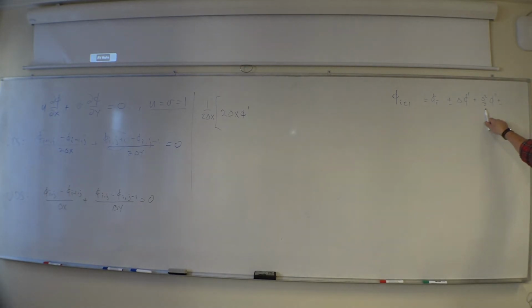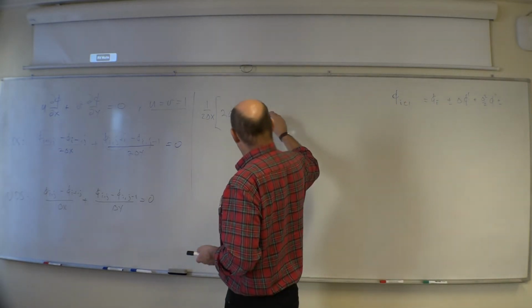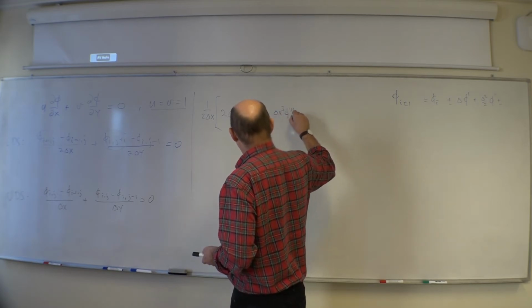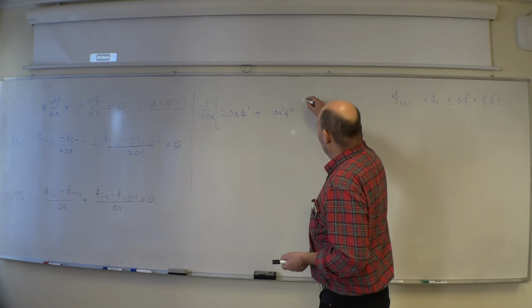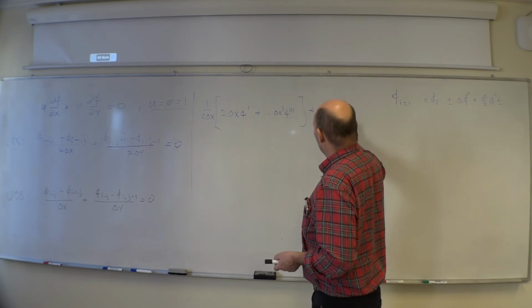This one will disappear. You have plus one series minus the other series, so it will drop. The next one that we will get will be of order 3. So here it will be something delta x cubed phi triple derivative, like that. And then of course the same in the y direction.